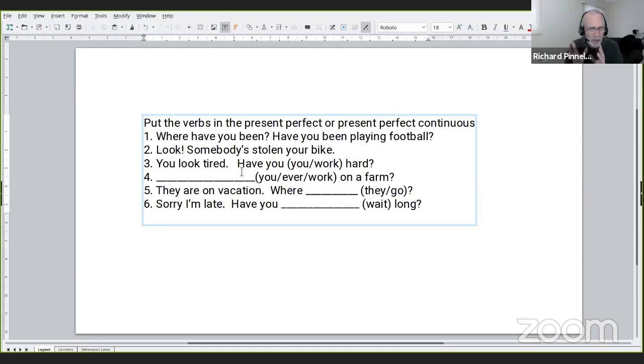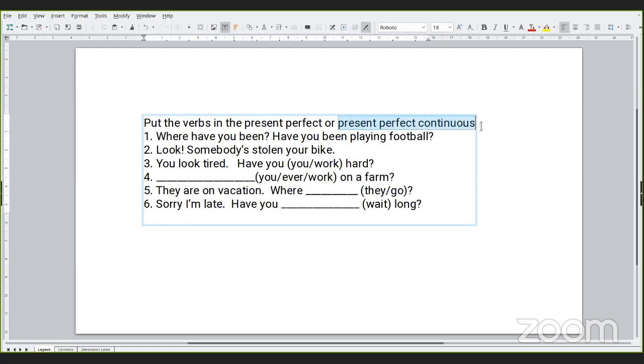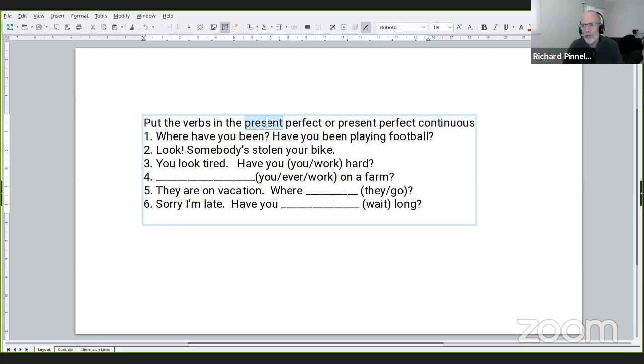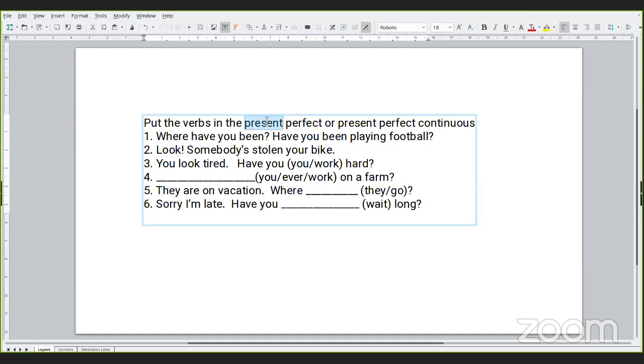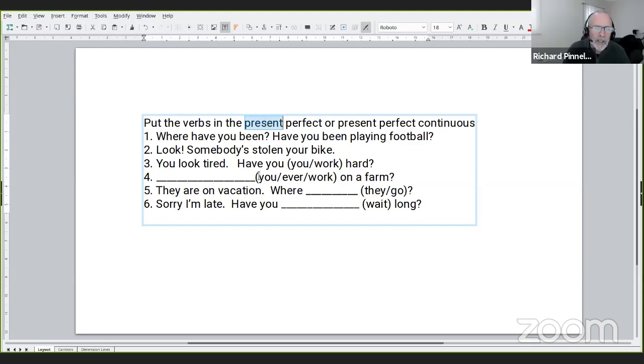So remember, when we're asking about an activity, we need to use the present perfect continuous. Remember, the present perfect is about the result. The present perfect continuous is about the activity. Have you been working hard? Very good. Have you been working hard?